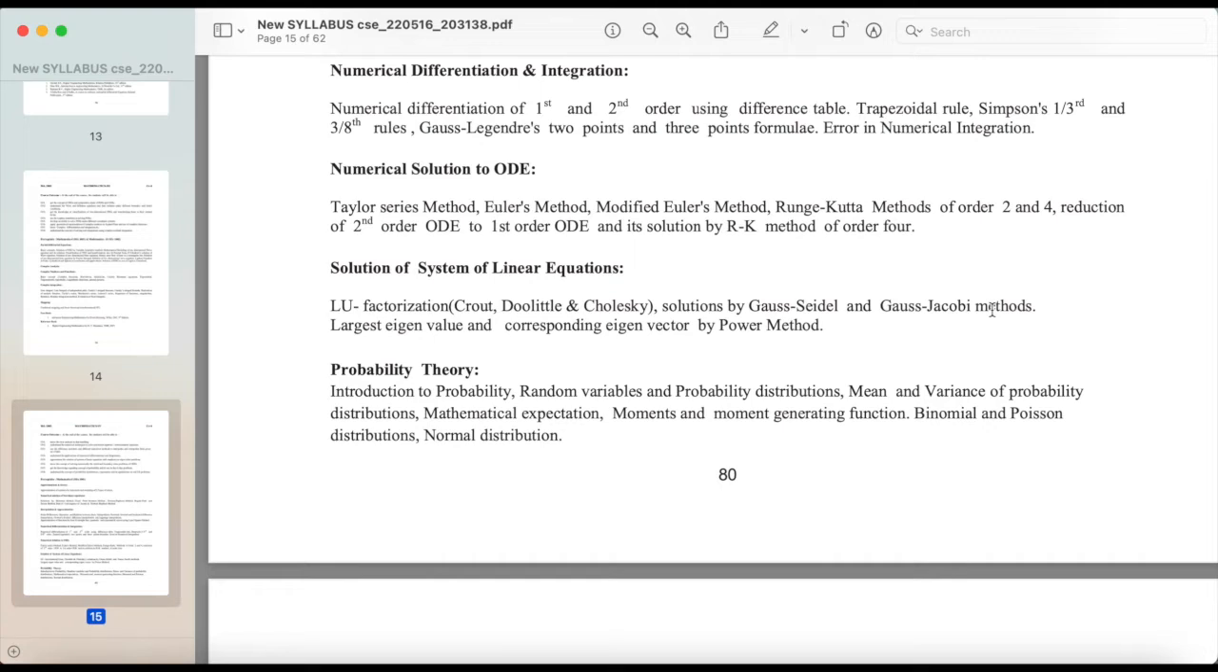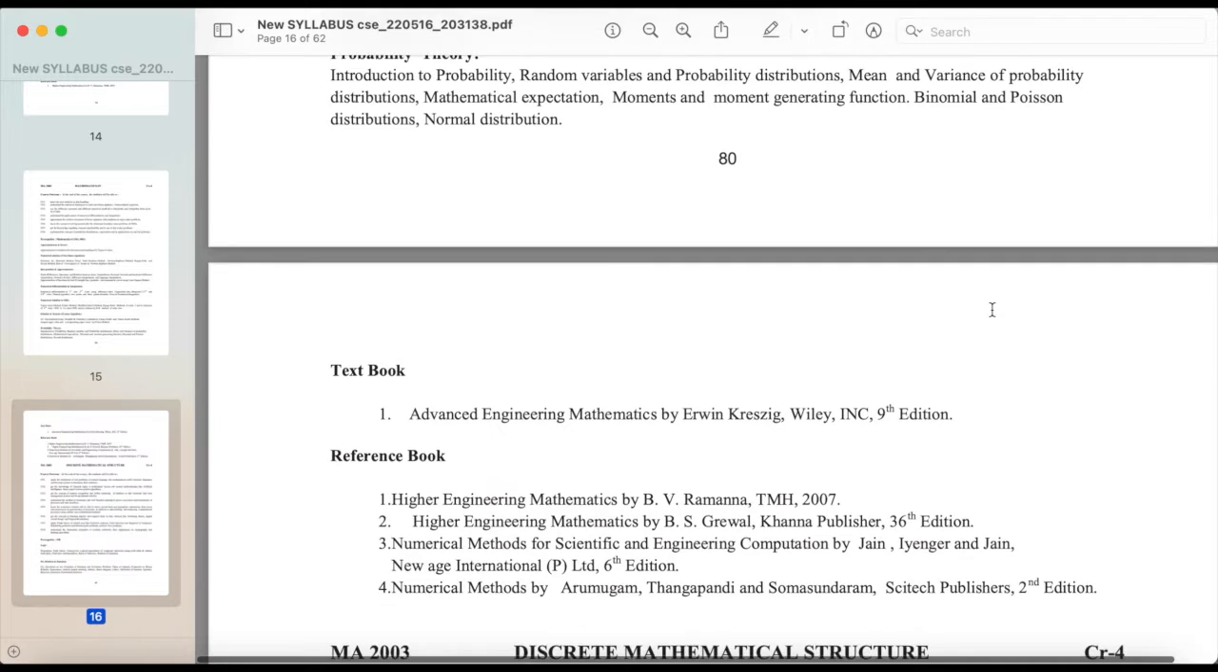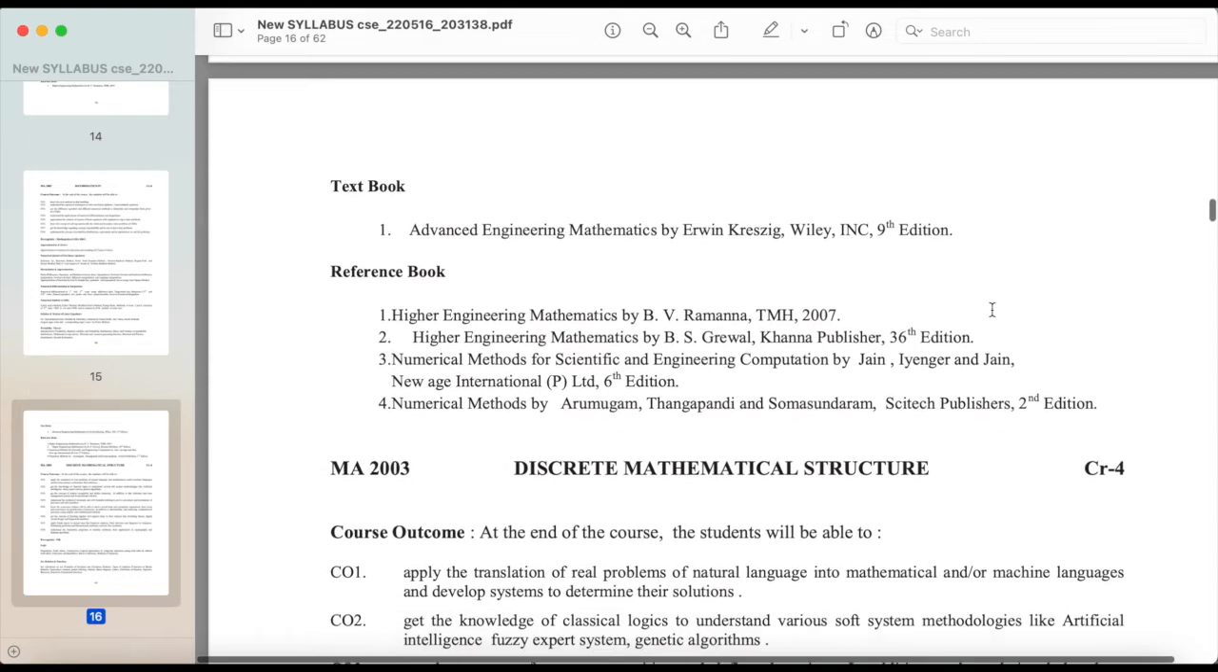reduction of 2nd-order ODE to first-order ODE and its solution by Runge-Kutta method of order 4. Solution of system of linear equations: LU factorization, Crout, Doolittle and Cholesky, solutions by Gauss-Seidel and Gauss-Jacobi methods, largest eigenvalue and corresponding eigenvector by power method. Probability theory: introduction to probability, random variables and probability distributions, mean and variance of probability distributions, mathematical expectation, moments and moment generating function, binomial and Poisson distributions, normal distribution.